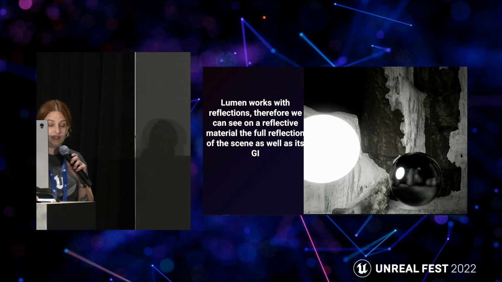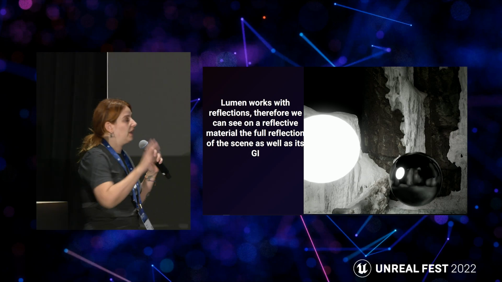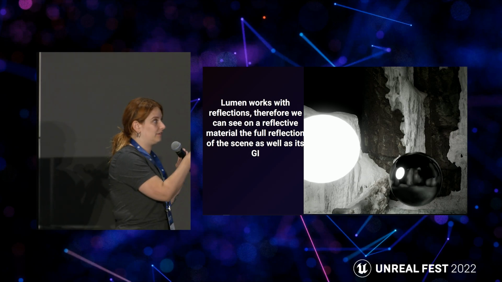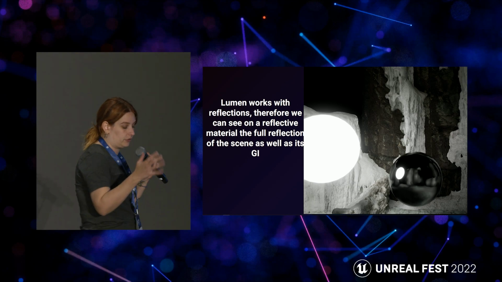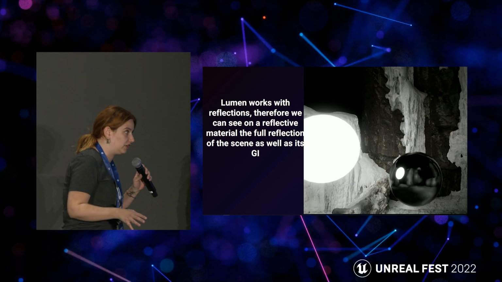Lumen works as well with reflections. Therefore, we can see on a reflective material the full reflection of the scene as well as its global illumination. You can see over here. Basically, in this scene that you've got over here, there are no lights. There is no sunlight, no light source, no artificial lights, there's nothing.